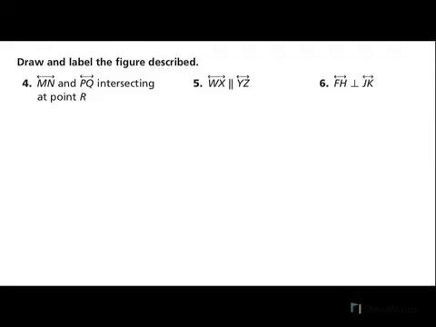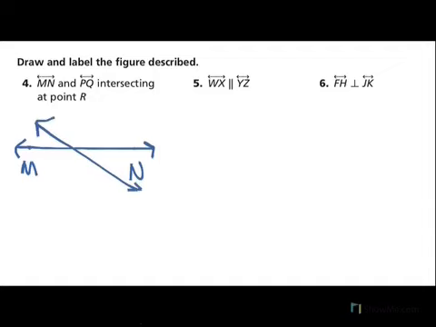Okay, draw and label the figure described. Line MN and PQ intersecting at point R. So they're intersecting, they're not perpendicular. And they're not line segments, they're just lines. So this could be MN, and we could have PQ. They're intersecting, so I know that they're not parallel. And they're intersecting at point R.